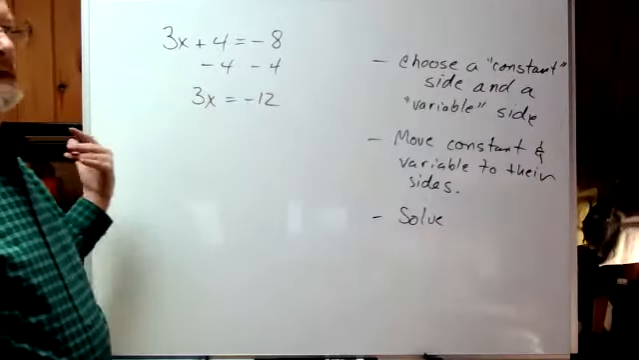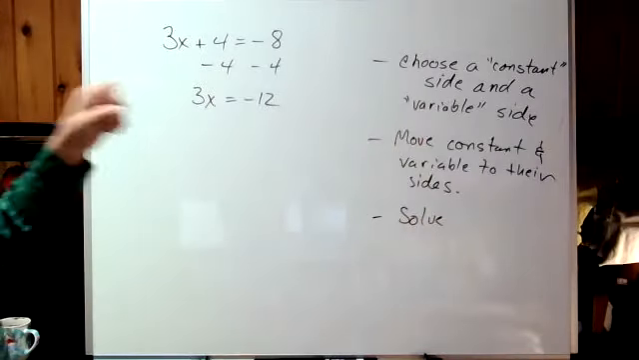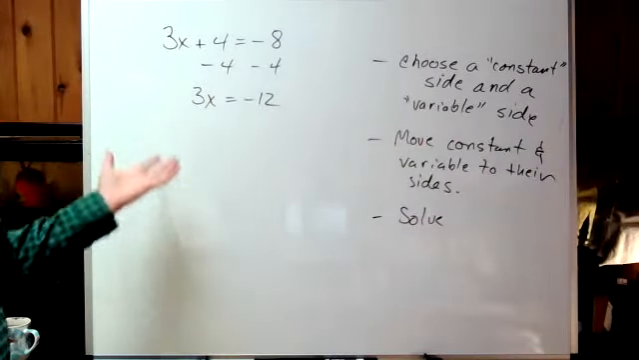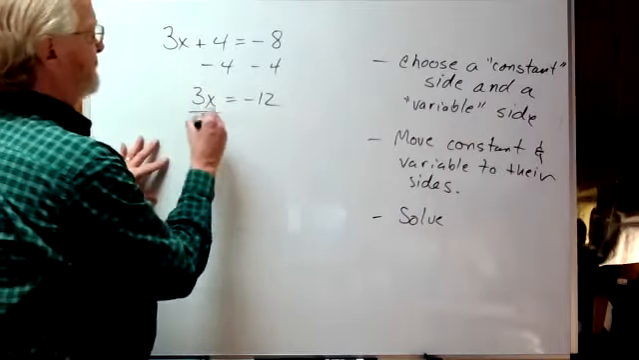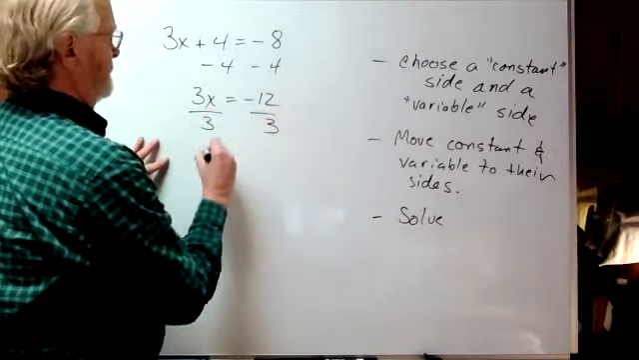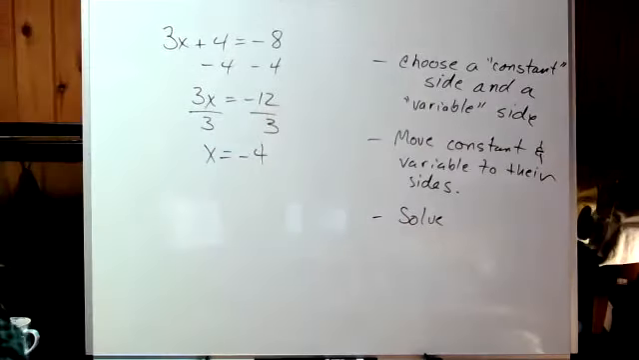Now I have all the variables alone and all the constants alone on opposite sides. Here's one of those, the variables being multiplied. I'm going to divide by that 3. And get that the x value must be -4. That works.